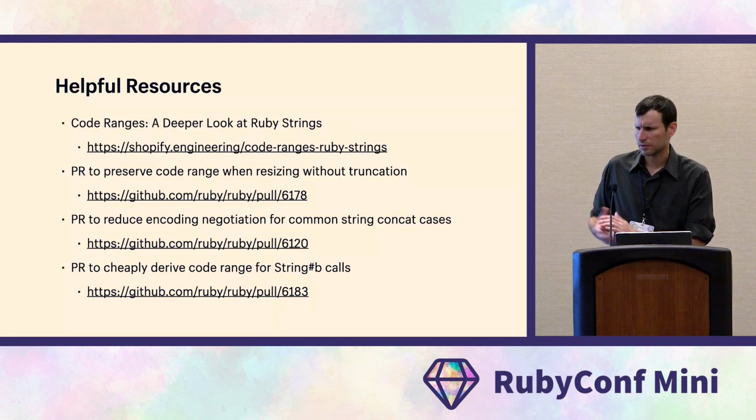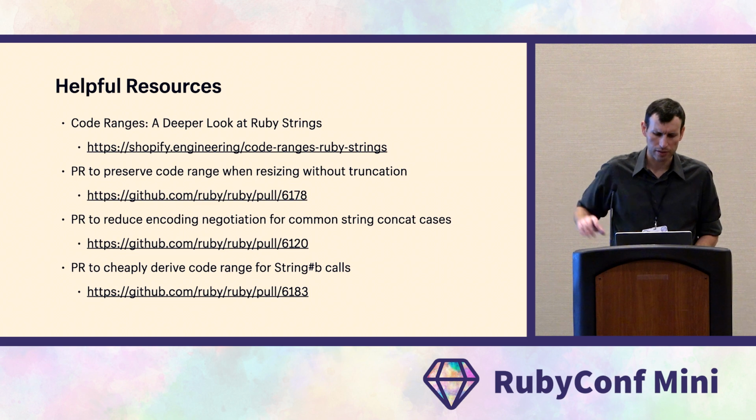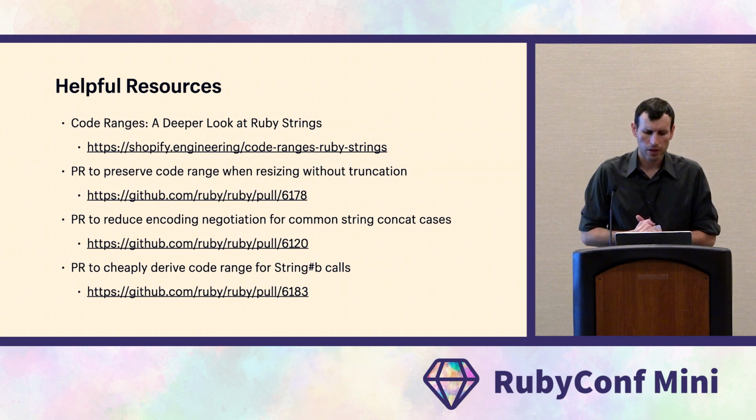I've got a slide here for some resources. I'll just publish the slides, but these were links I thought might be helpful. I wrote a blog post on code ranges that gets into the details of how those work, and I've linked to some of the PRs from Ruby 3.2 so you can see how some of the changes were made.